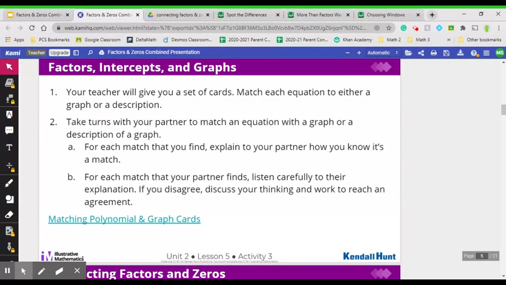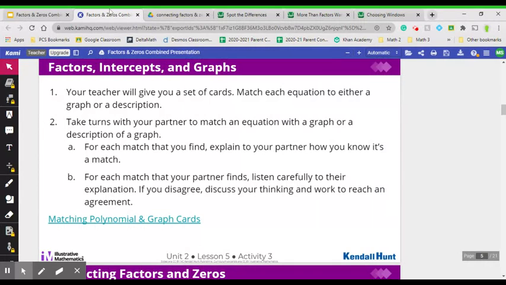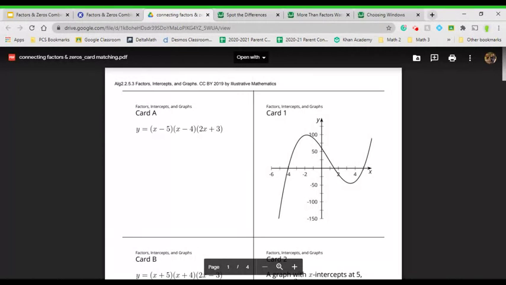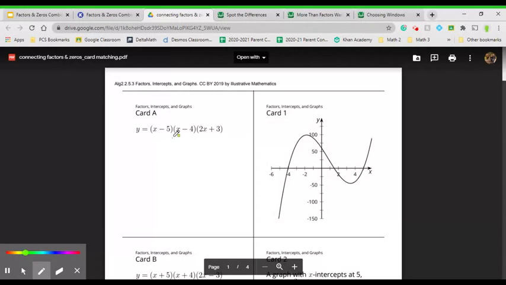So let's just look at one matching card part together right now. For instance, in card A right here, we have x minus 5, x minus 4, and 2x plus 3. So you could graph that and try to match it up. But something to remember is that we have x minus 5, x minus 4, and 2x plus 3. So using our strategy from the last slide, we'd be looking for a polynomial with our zeros as 5, 4, and then negative 3 halves.